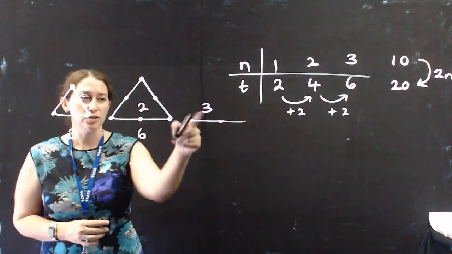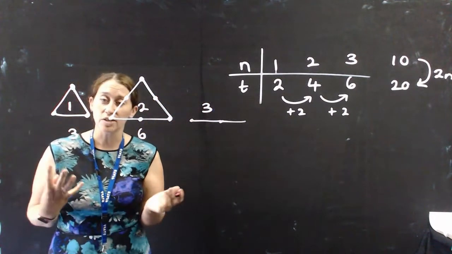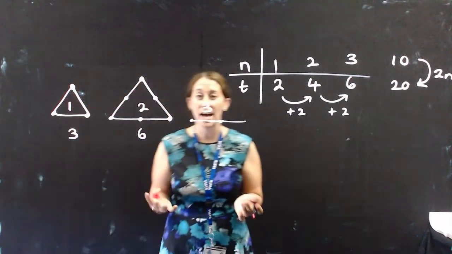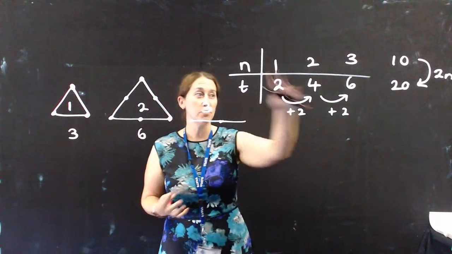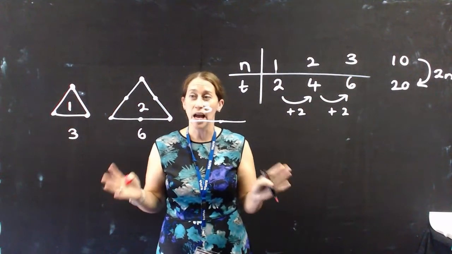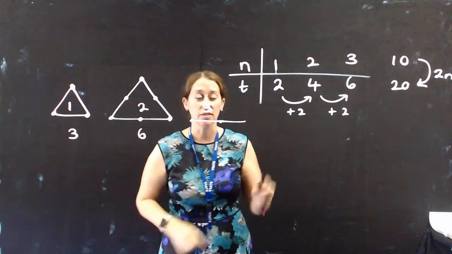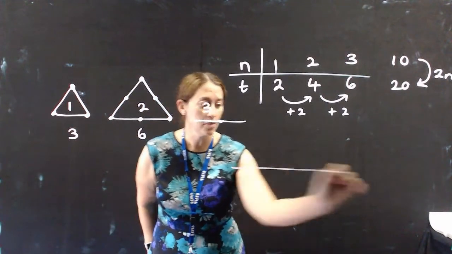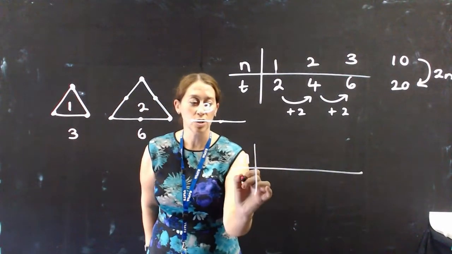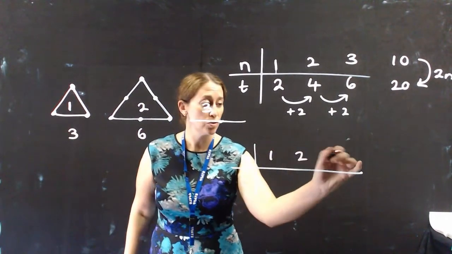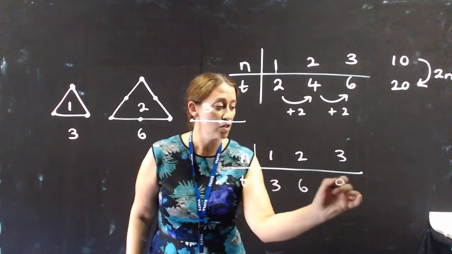So 1, 2, 3, this is following the 3 times table. We can draw up a table of results. Whenever we have a pattern, we can draw up a table of results like this and start looking at the relationship between the triangle number and the number of matchsticks. It's as simple as setting up a table and then using those results to see if we can find a rule. So 1, 2, 3, we've got 3, 6, 9.